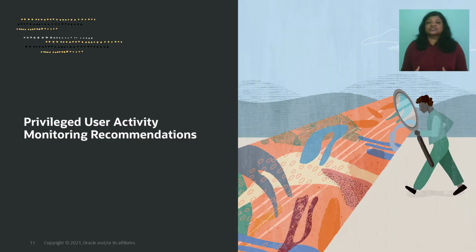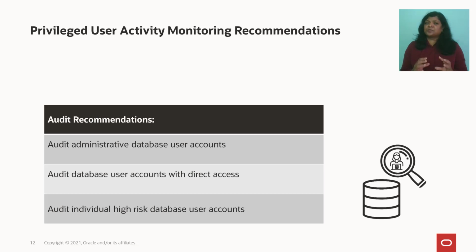Now let's go to the recommendations corresponding to the three principles that we just talked about, starting with privileged user activity monitoring. Privileged users with wide access are a popular target for cyber criminals. The different privileged user accounts whose activity needs to be closely monitored in the system are highlighted in this section, and how you can provision policies to monitor them. The different privileged users might include the database user accounts with administrative privileges, or database user accounts with direct access to your system, or individual database user accounts who are categorized as high risk because they have access to your sensitive data or they can potentially be abused.